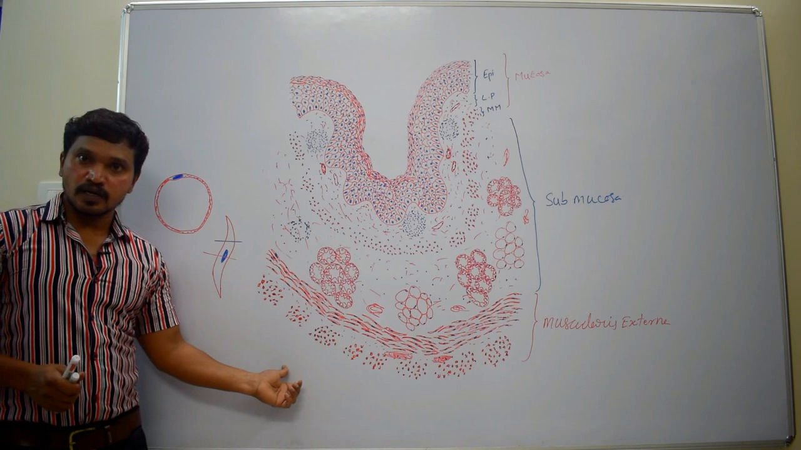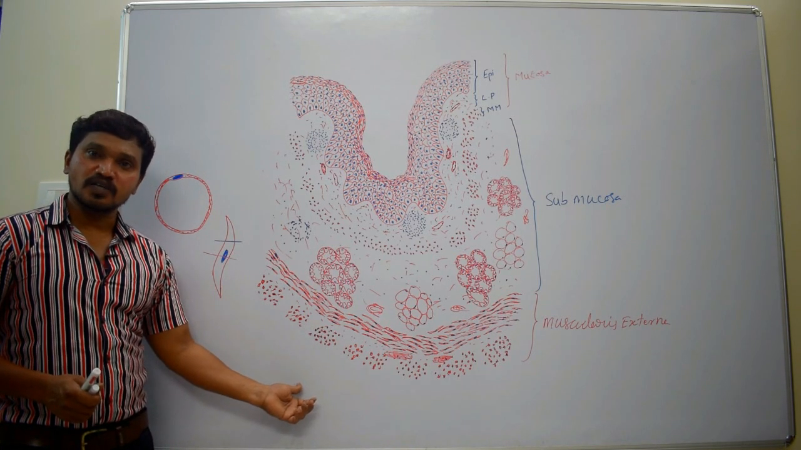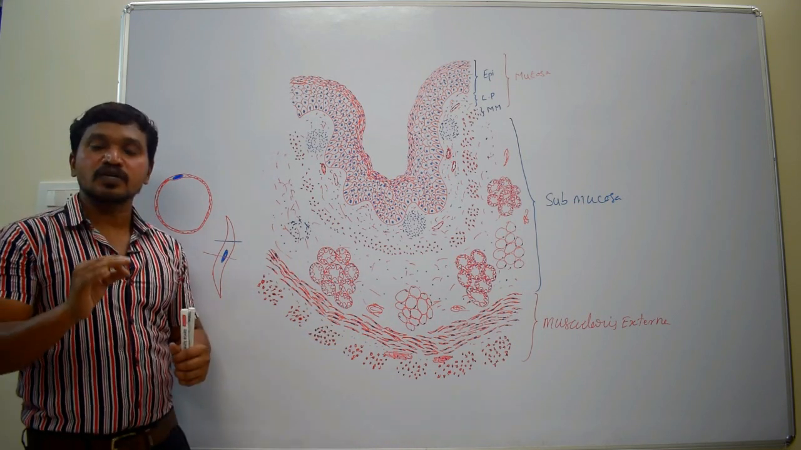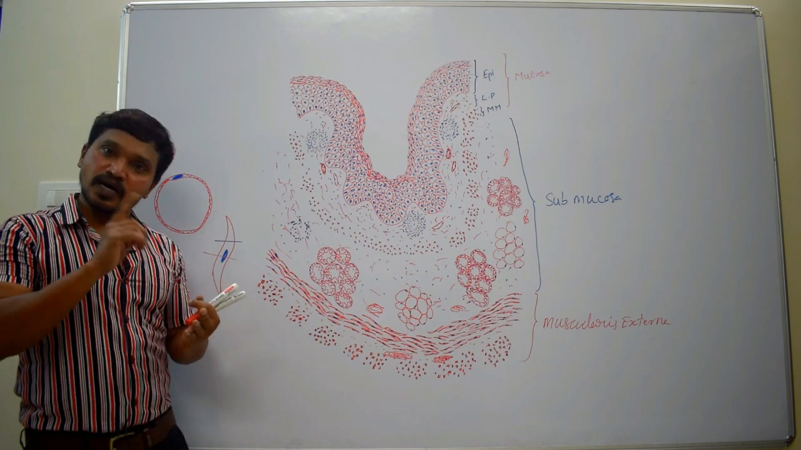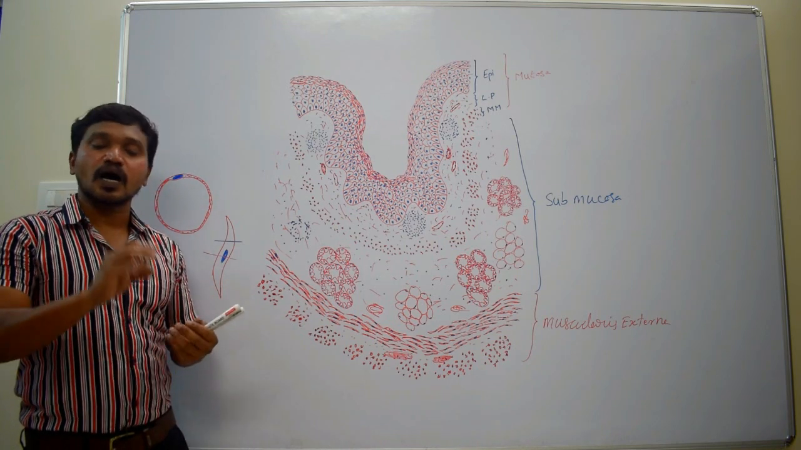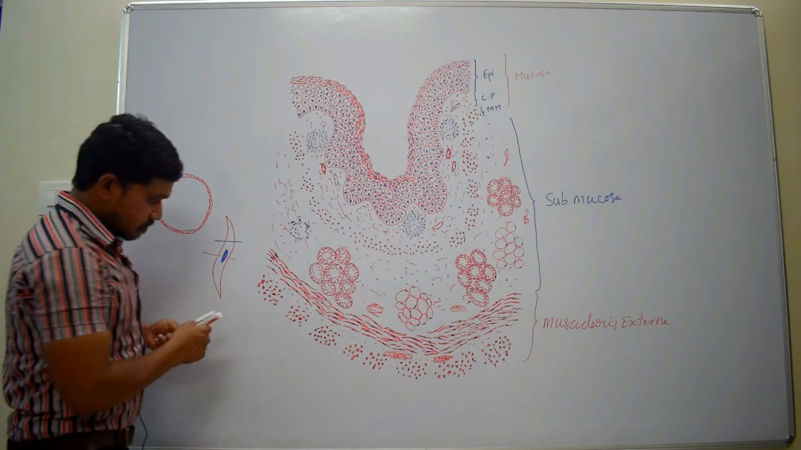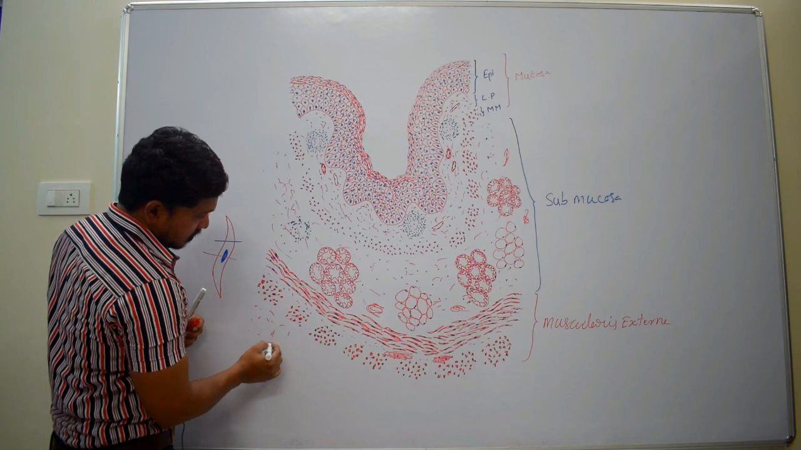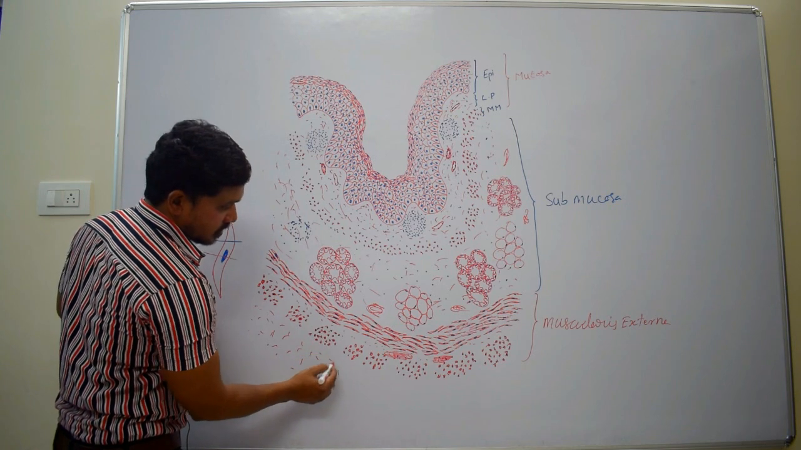What is the next layer? Next to the muscularis externa, is it serosa or adventitia? Actually, the esophagus is not covered by peritoneum, so it is adventitia only. Adventitia is made up of fibrous tissue containing blood vessels, nerves, connective tissue fibers, connective tissue cells, along with that some amount of adipose tissue. So let me draw adventitia here. This is connective tissue which forms the adventitia.